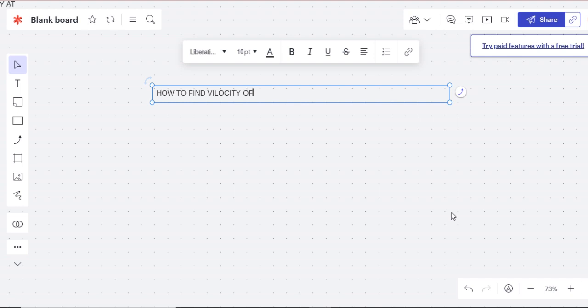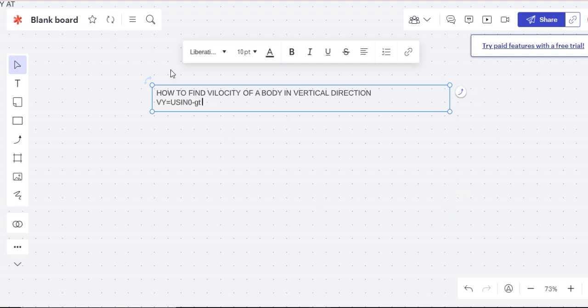Velocity of a body in the vertical direction at an instant. We know that Vy is equal to u sin theta minus gt. We have already derived this formula. This is the formula for finding the velocity, and we can do the derivation as well.